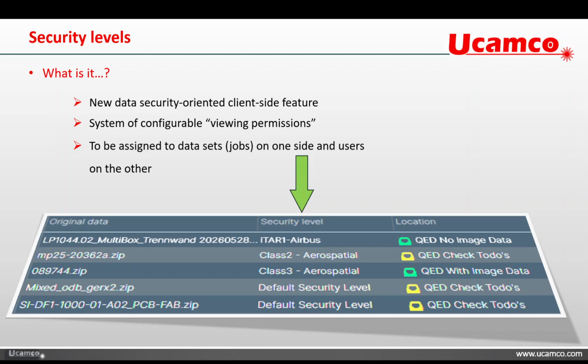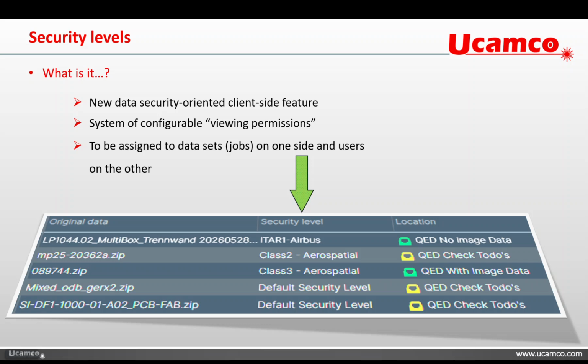and it's basically a data security oriented client side feature, client side, because most of what you see belongs to the front end, so the Nexus clients. It's a system of configurable, what you could call viewing permissions. Viewing permissions that are to be assigned, on the one hand, to data sets, so the jobs, and on the other hand, viewing permissions that are assigned to the users.